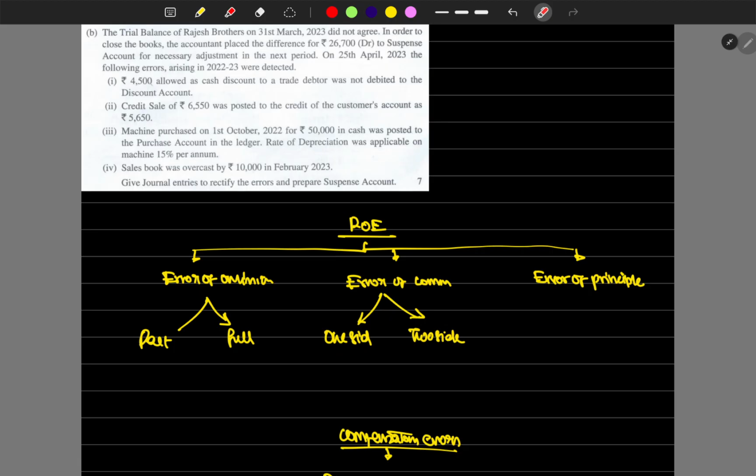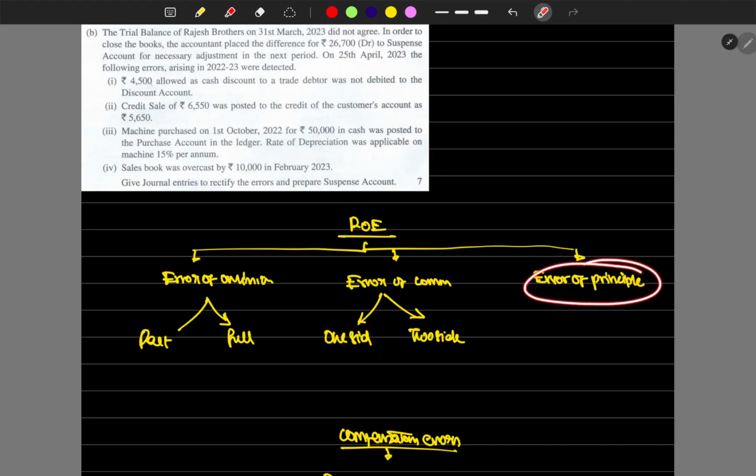TB is just comparing the debit and credit sides, right? So if two entries are equally missing, a couple of entries are missing, then TB will agree. If only one entry is missing, TB won't agree. Right? So that's it.